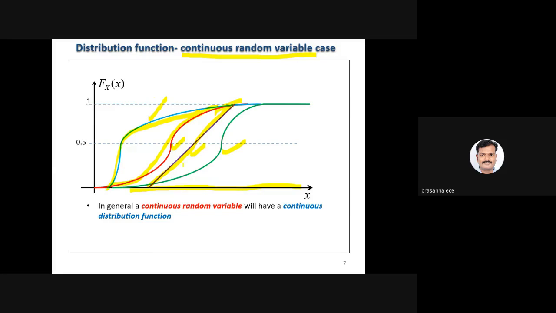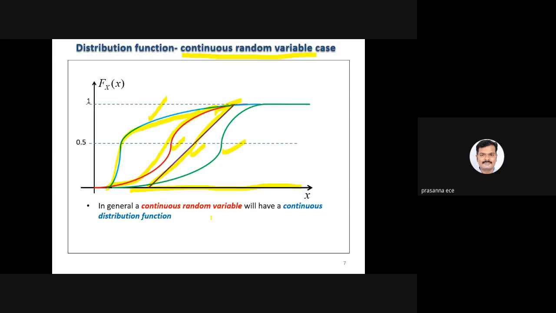So these are the things we should note about distribution functions of discrete as well as continuous random variables. Discrete distribution functions will always have staircases. Continuous random variables will always have smooth graphs.